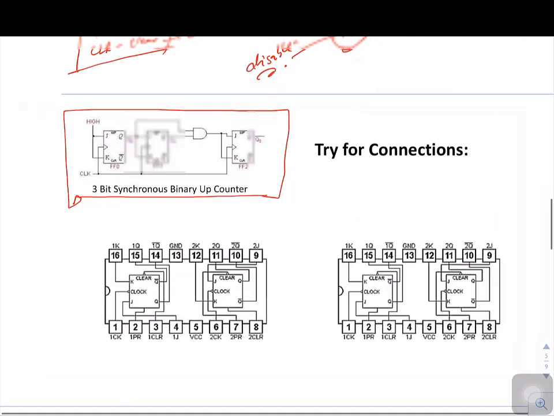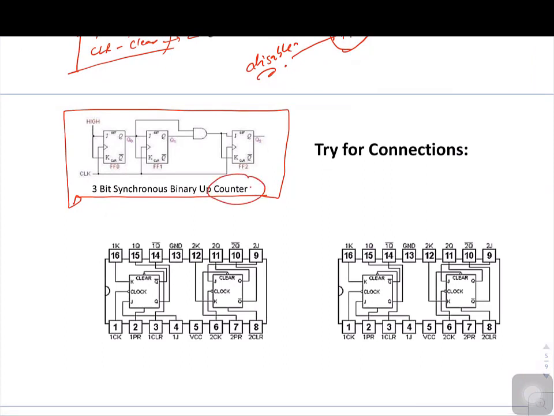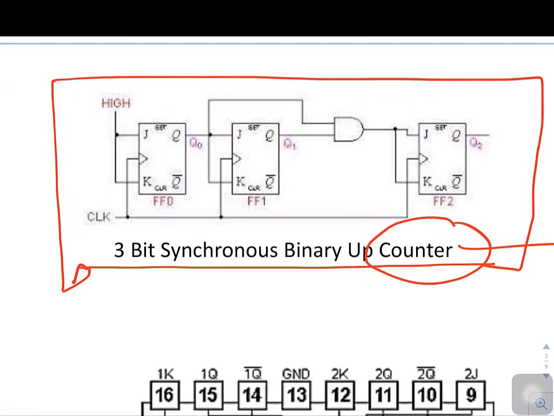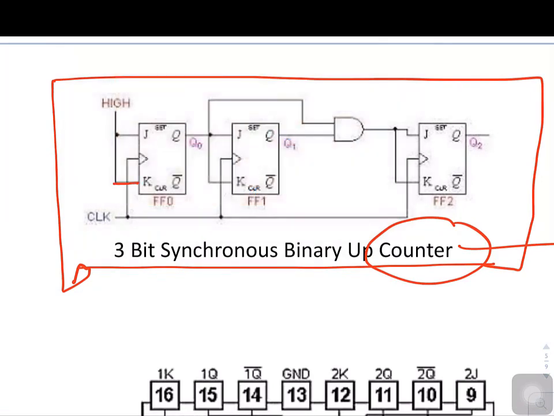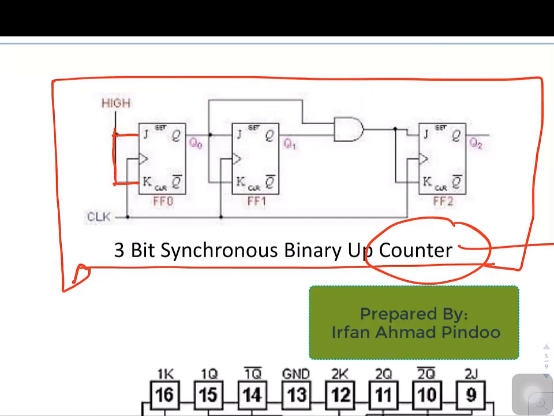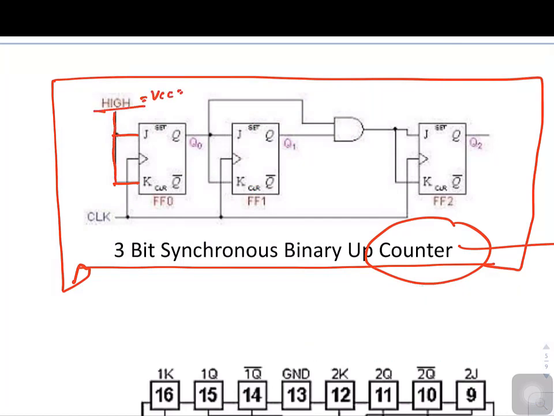As we know, it has to work as a counter, so it must be in toggle mode. The toggle mode condition we very well know is that your inputs J and K must be 1. Then you can see here the inputs J and K for all the flip-flops are connected together. J and K are connected together, and connected to high. High means VCC, that is 1. Similarly, here J and K are connected together, and here too.